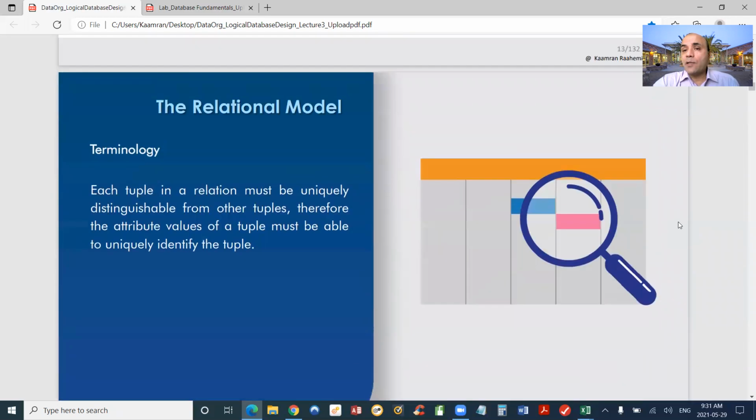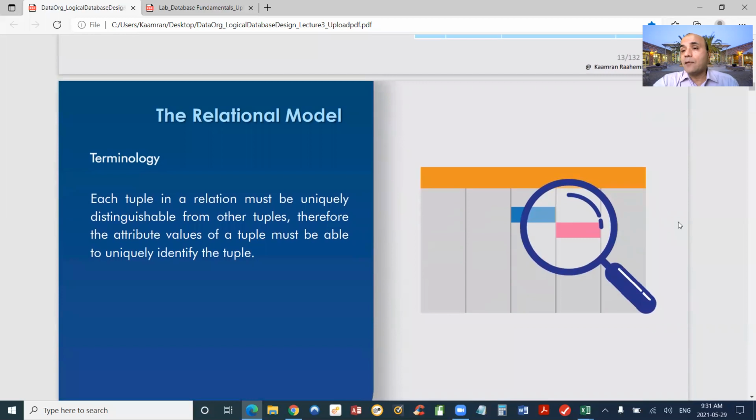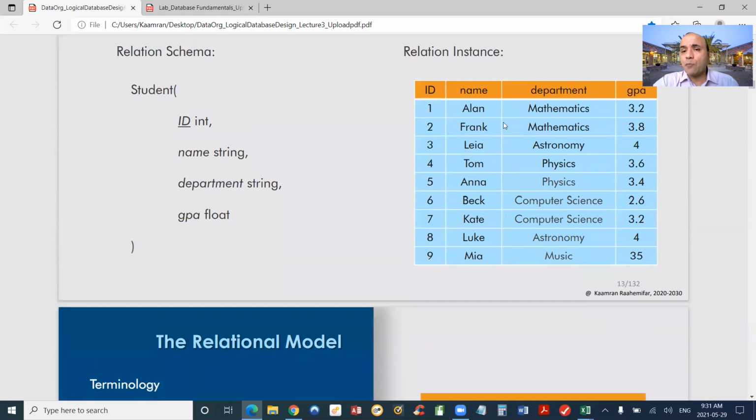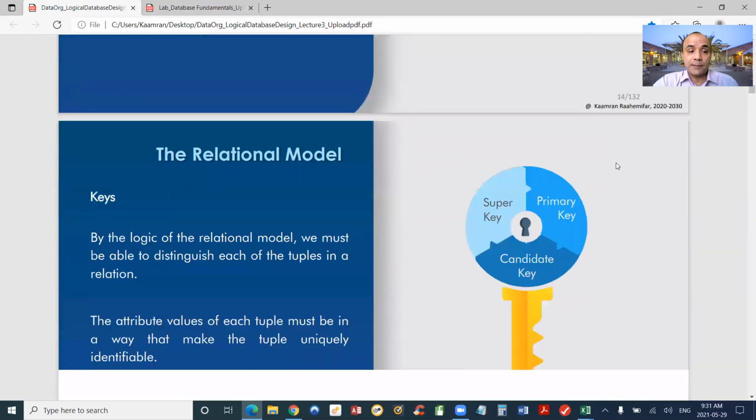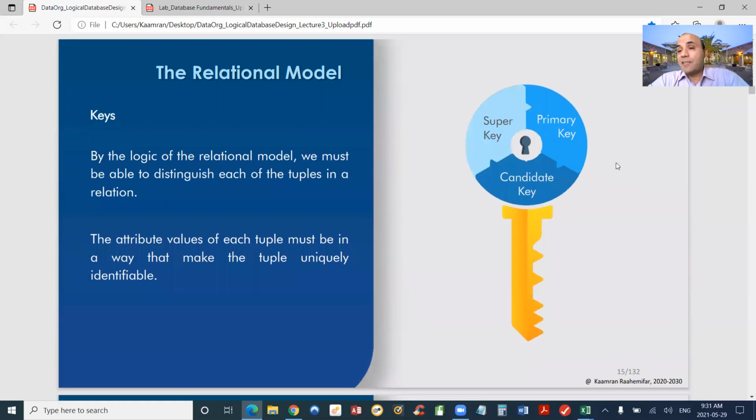Obviously, at some point, we want every tuple to be identifiable, distinguishable from other tuples in the table. We don't want to have the same row, Allen Mathematics 3.2, to be repeated. We will get to that, especially when we talk about 1NF in a moment. We need to have keys.